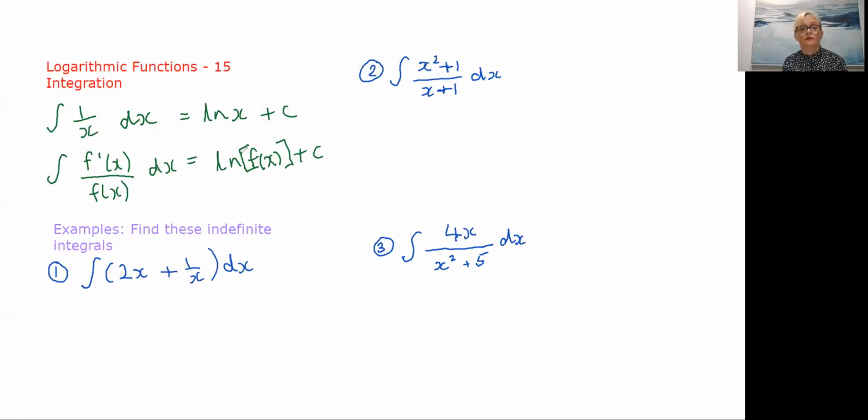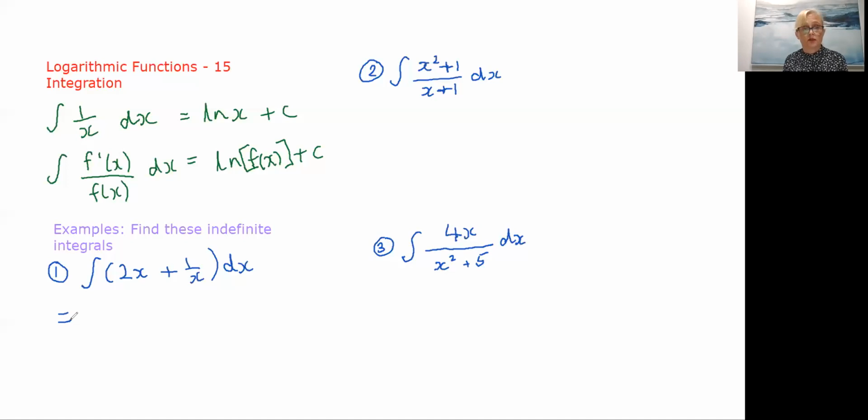Similarly, we learnt that if we differentiated natural log of a function of x, because of our chain rule, we're going to get 1 over that f of x, but we're then going to multiply by the derivative of that. So if you ever have something in that format where the numerator is the derivative of the denominator or some constant times it, then we can use this rule to anti-differentiate. Okay, let's have a look at the first one.